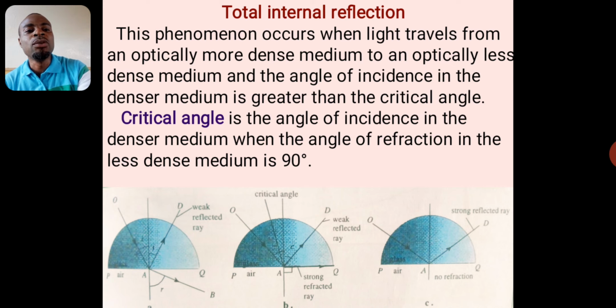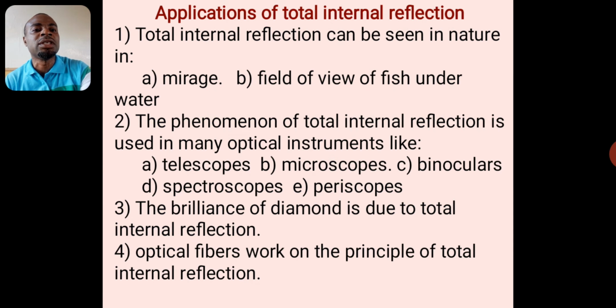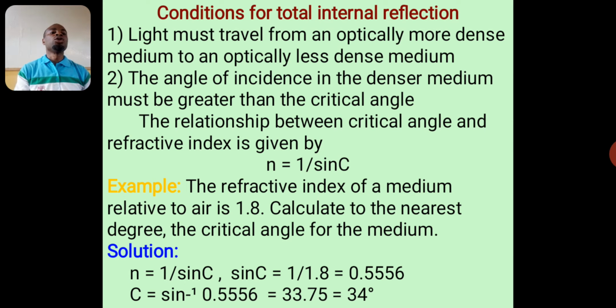So the next thing we are going to look at is very simple, which is the conditions for total internal reflection to occur. We have already discussed that. Number one, light must travel from an optically more dense medium to an optically less dense medium. Number two, the angle of incidence in the denser medium must be greater than the critical angle. Very simple. That is what we use in defining or explaining total internal reflection, and that explanation also gives us the conditions for total internal reflection to take place.